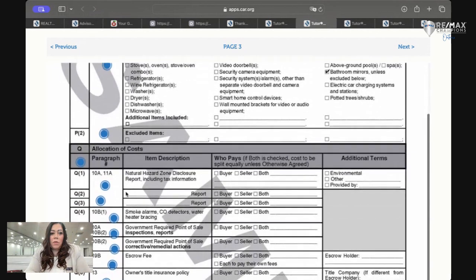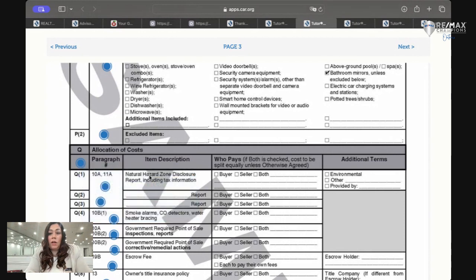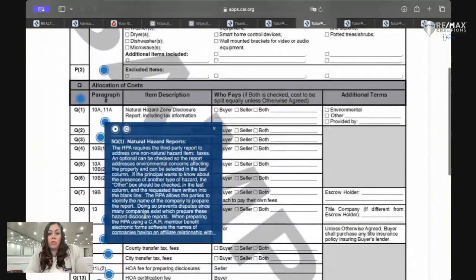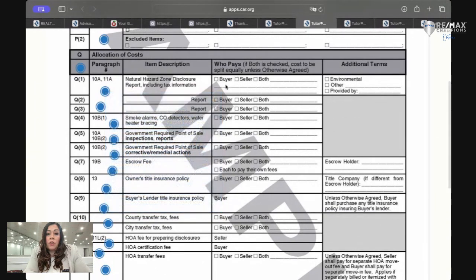And so then, items included and excluded. Paragraph 3Q, allocation of costs. This just breaks down who's paying for what and how it's broken down. So your natural hazard report. The RPA requires the third party report to address one of the non-natural hazard items. Here is where you're going to mark who's paying for it, buyer or seller. Typically, seller pays for the NHD report. And then you can put provided by, if there's a particular company that you use. Do you want it to be environmental or other?